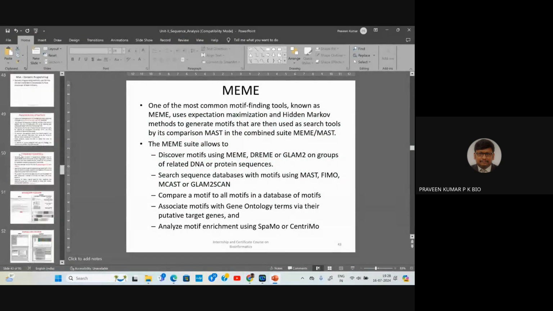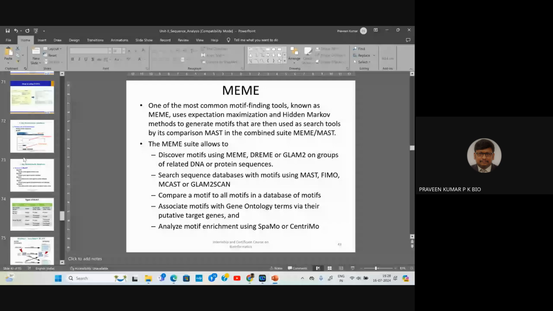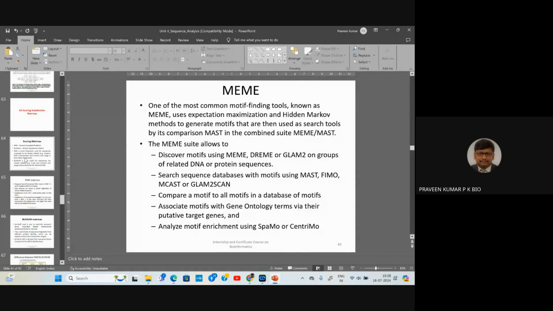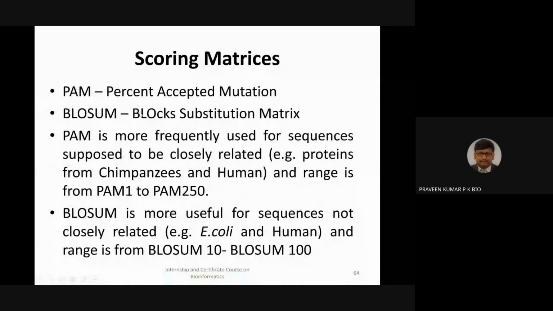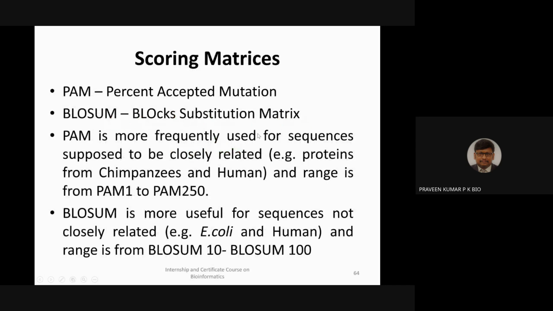So today we'll be discussing these topics, PAM and BLOSUM. PAM, BLOSUM, etc. come under amino acid scoring substitution matrices, or amino acid substitution scoring matrices. So what do you mean by that? Why do we have to introduce all this? First, we understand what PAM and BLOSUM are. Then I can tell you the exact application, why we have to use this.